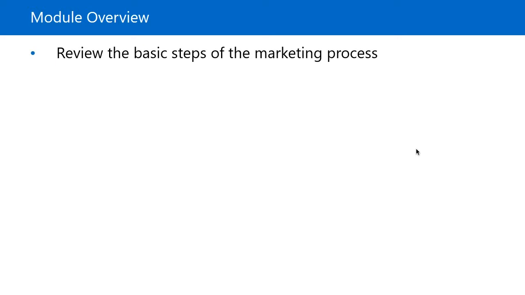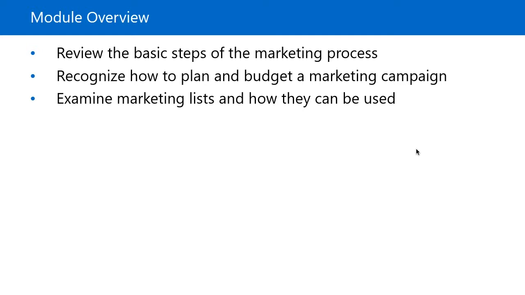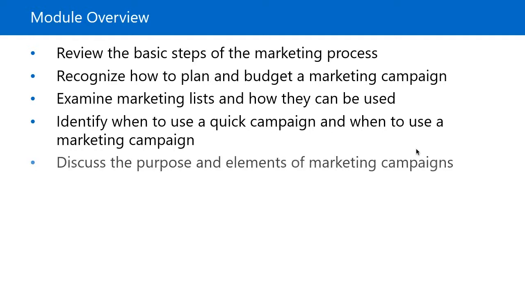In this module, we're going to take a brief look at basic marketing functionality. So while we will not necessarily be going into each feature and functionality in great levels of detail, we will provide an overview of some of the built-in features. In this module, the objectives are to review the basic steps of the marketing process, to recognize how to plan and budget a marketing campaign, to examine marketing lists and how they can be used, as well as to identify when to use a quick campaign and when to use a marketing campaign. And then lastly, to discuss the purpose and elements of marketing campaigns.